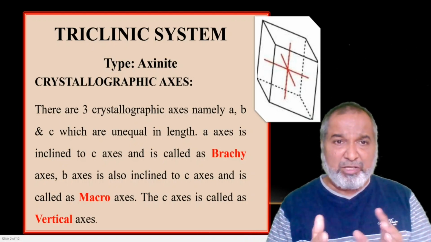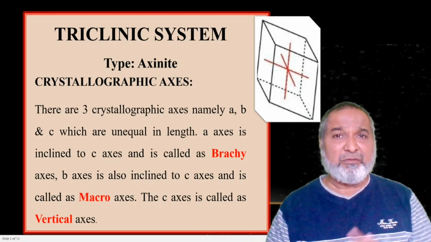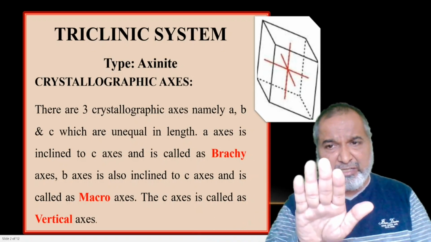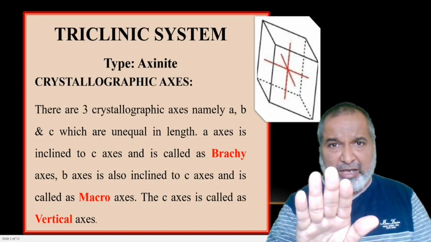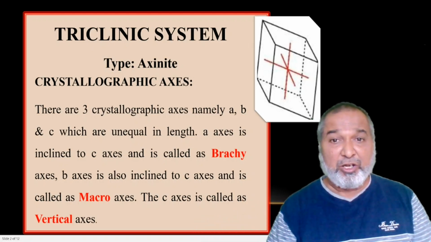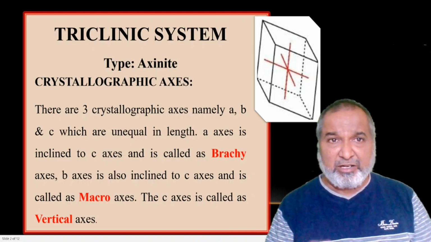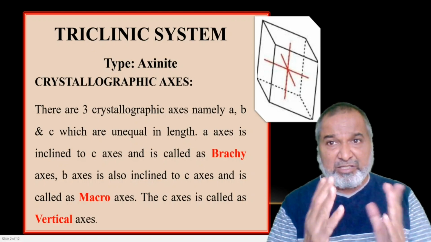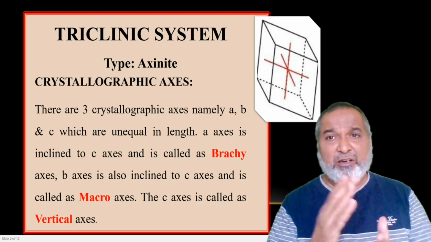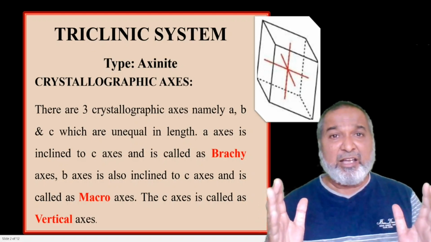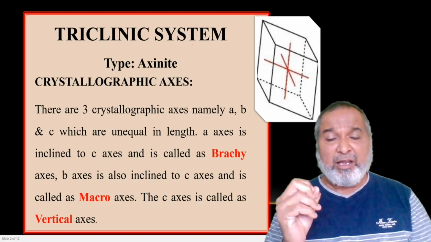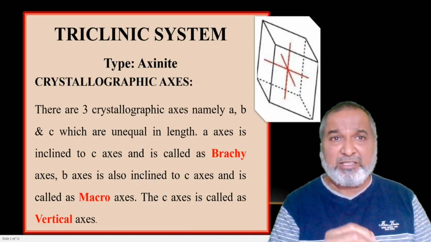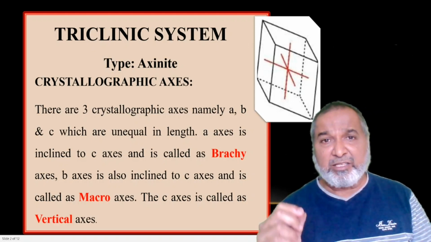Due to this, the top face, the inclined face, will show you that it is sloping in the A direction as well as in the B direction. So in this triclinic system, all three axes are unequal. That is why it is called tri, meaning three, and clinic means inclination. All three axes are inclined. The representative member of this triclinic system is axinite, so it is called the triclinic system, axinite type.